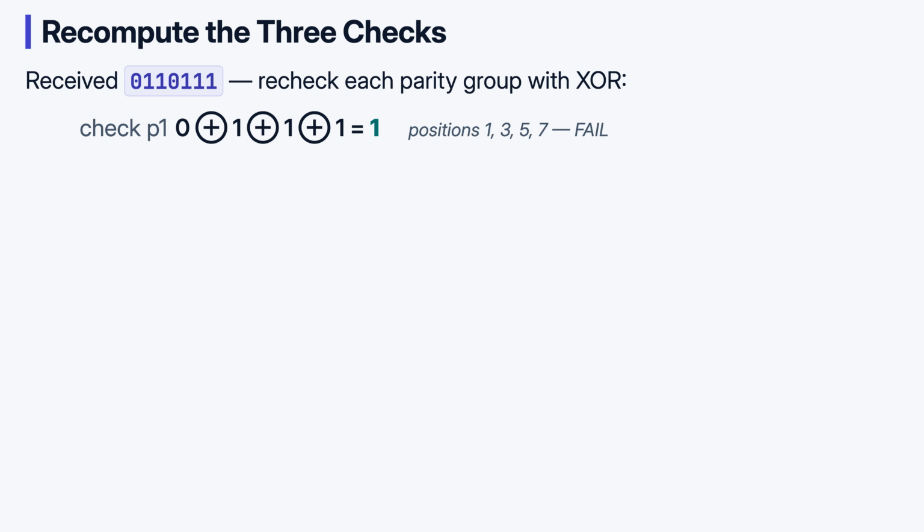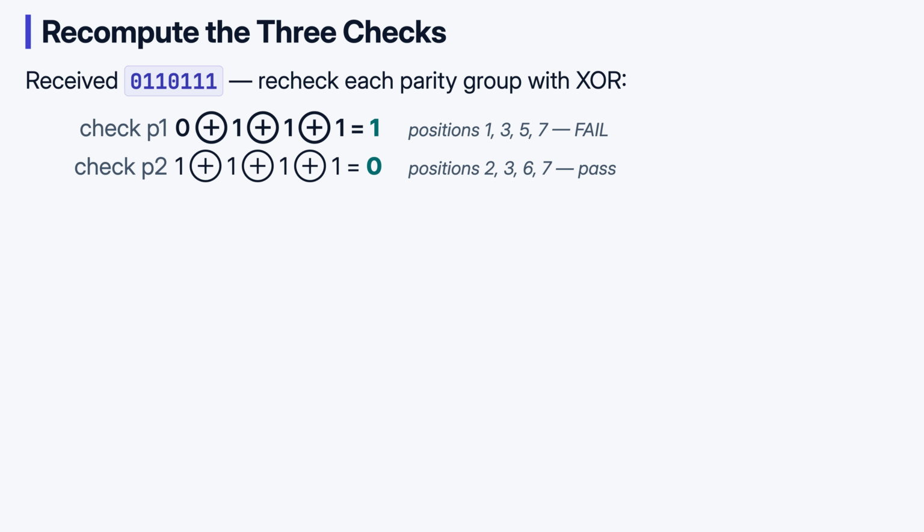The receiver rechecks each parity group with XOR. Check parity 1 over positions 1, 3, 5, and 7. 0 XOR 1 XOR 1 XOR 1 is 1. That fails, so the first syndrome bit is 1. Check parity 2 over positions 2, 3, 6, and 7. 1 XOR 1 XOR 1 XOR 1 is 0. That passes, so the second syndrome bit is 0.